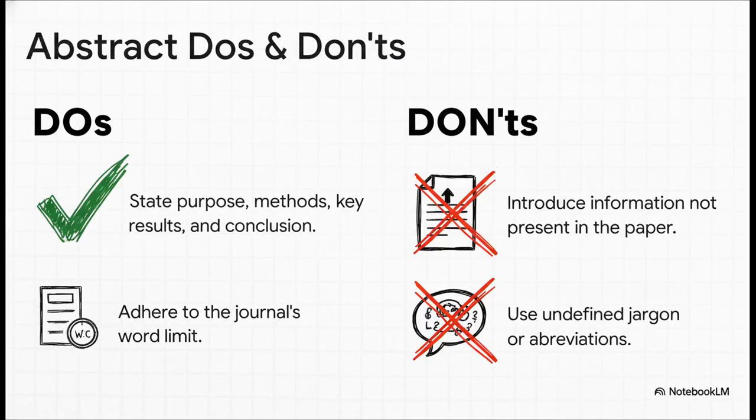So how do you write a great one? It's actually pretty simple. On the do side, you've got to give a miniature version of your entire paper. What was your purpose? What methods did you use? What were the key results? And what's your main takeaway? And you absolutely have to respect the journal's word limit. They are not kidding about that. On the don't side, never, ever mention anything that isn't actually in the main paper. And don't use a bunch of jargon without explaining what it is. Keep it super clean and clear.